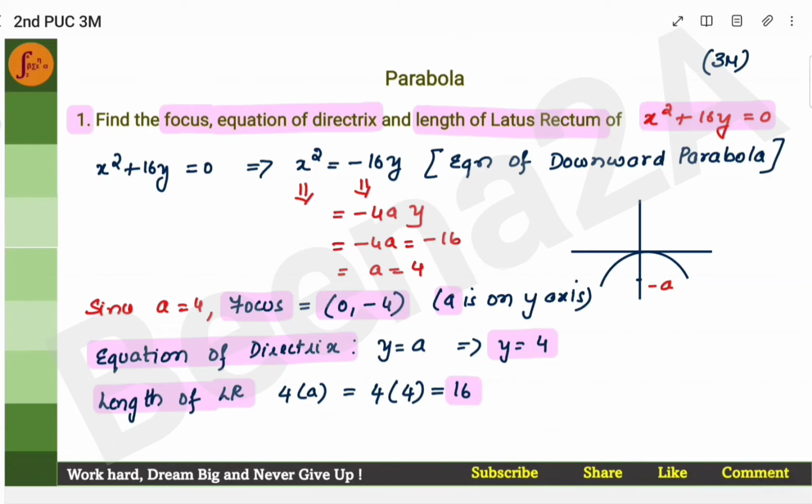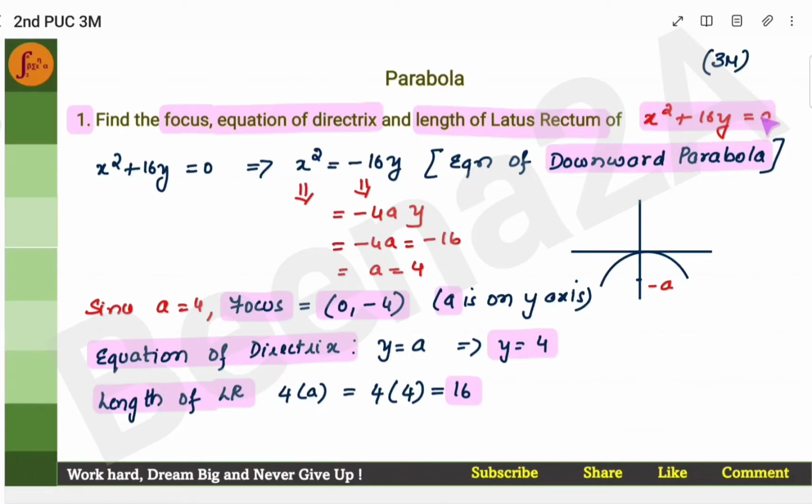Now, you'll have to remember the 4 formulas, right? You have 4 formulas for each of the parabolas, right? For downward parabola, there's one equation. For upward, there's one equation. For left-handed, one. For right-handed, one. So you have to learn these 4 equations by heart.